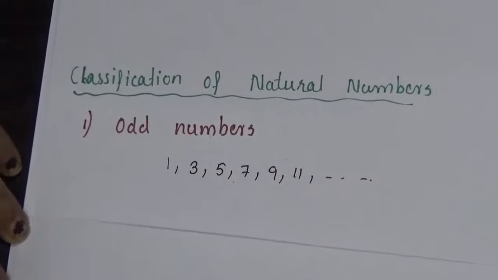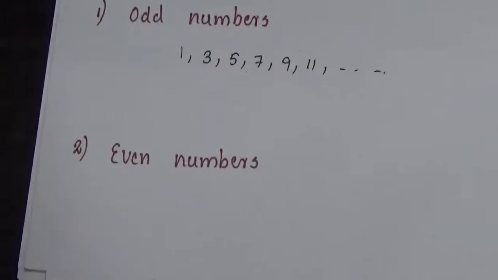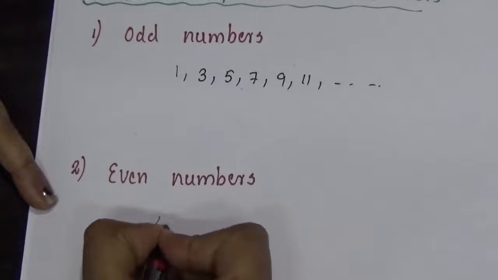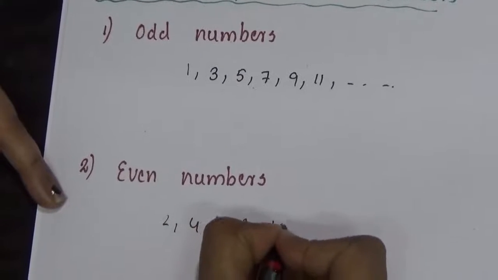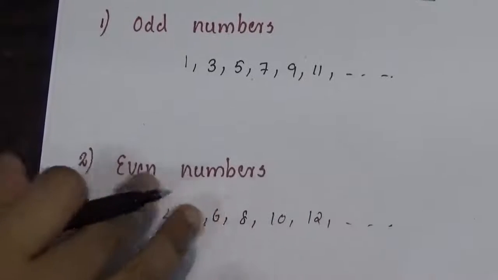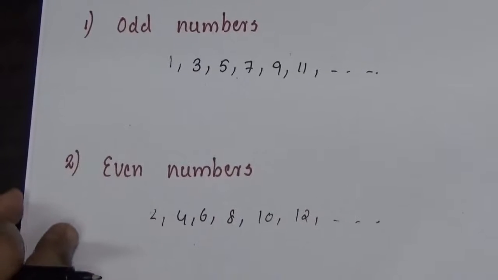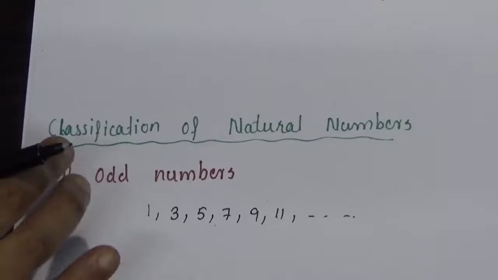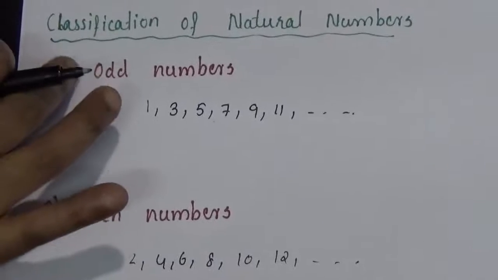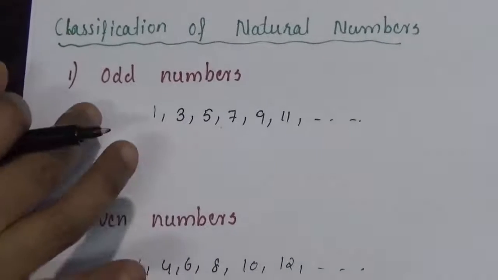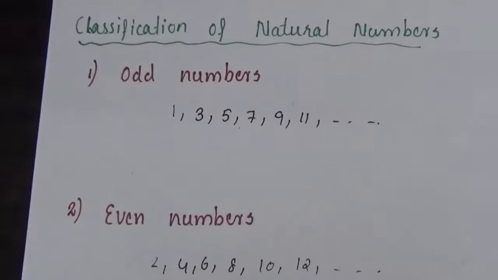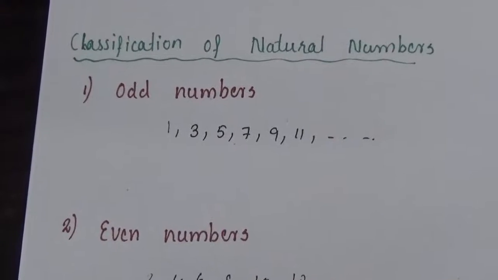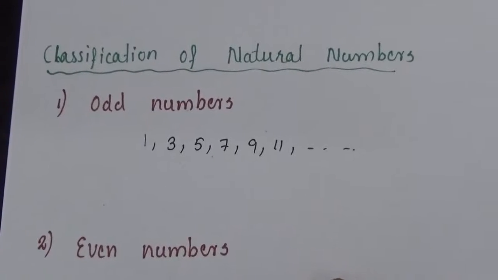So we have the numbers divisible by 2 that are called even numbers. So what are the numbers divisible by 2? In the multiplication table of 2, you can see the numbers 2, 4, 6, 8, 10, 12, etc. These numbers are divisible by 2, so they are called even numbers. So in natural numbers, we have the combination of odd numbers and even numbers. Odd numbers are not divisible by 2, for example 1, 3, 5, 7, 9, 11, etc. And even numbers are divisible by 2, that is 2, 4, 6, 8, 10, 12, etc.